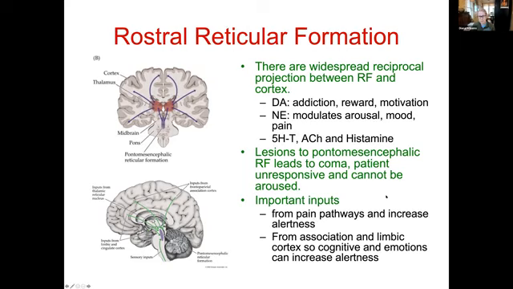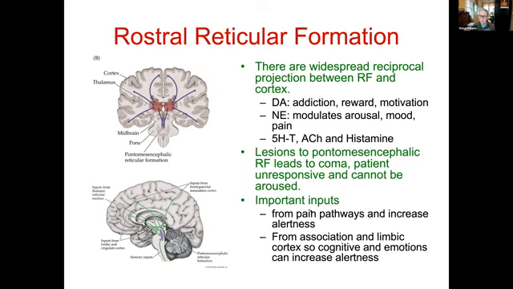Some important points about the reticular formation. There are some inputs to the reticular formation that are also important in terms of its activity. For example, we mentioned that pain information coming into the reticular formation can signal descending projections back down to the dorsal horn to help modulate and control that level of pain.